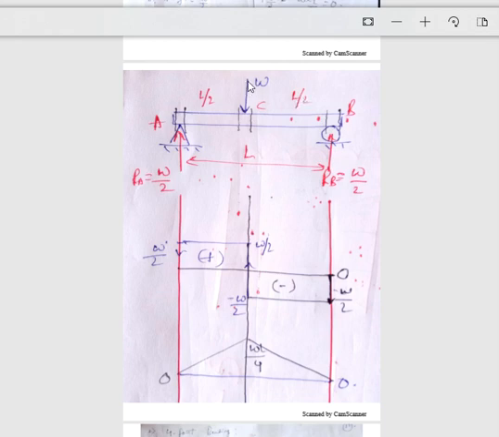Now consider this section. The force is W but the perpendicular distance is 0, so the bending moment due to this force is 0. So only one bending moment is considered, that is W by 2 into L by 2, which is WL by 4, which we have already written here. That means if I consider both sections, which are almost at 0 distance from each other, the same bending moment applies. Then after this point, consider this section.